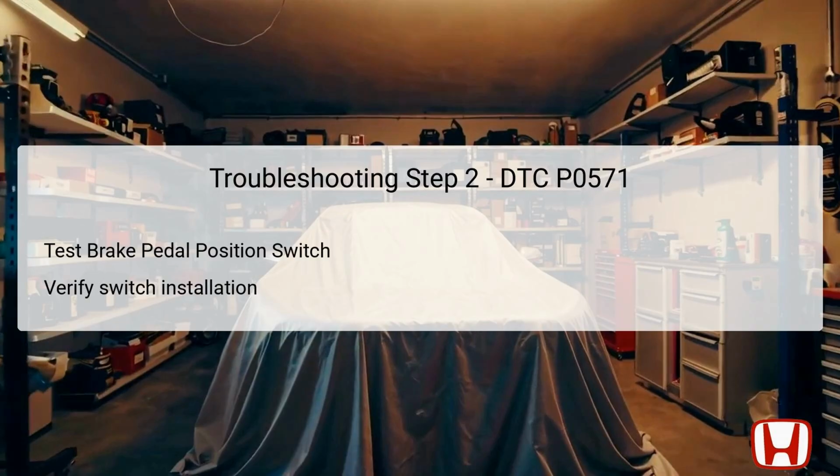Conversely, if the switch appears to function properly, but the brake lights remain malfunctioning, further investigation into other related components or wiring may be necessary to determine the source of the issue. Next, inspect the +B stop circuit related to the brake pedal position switch.